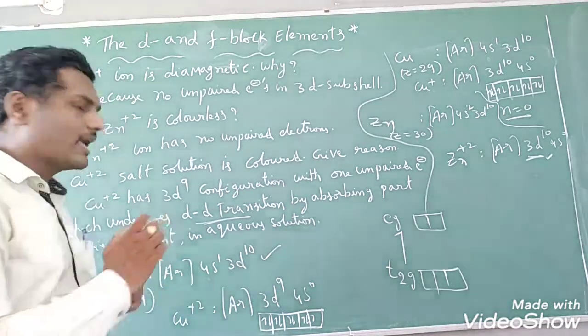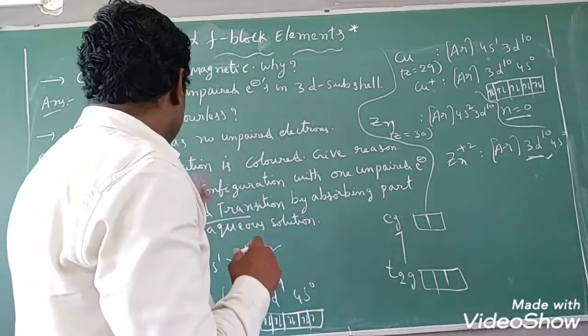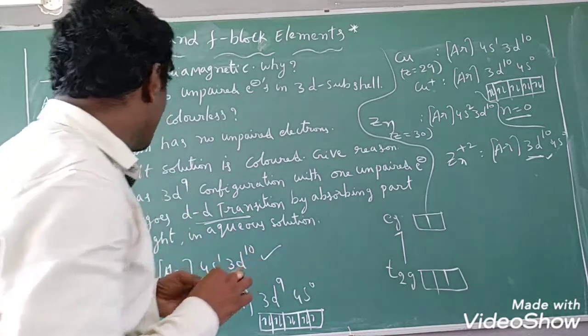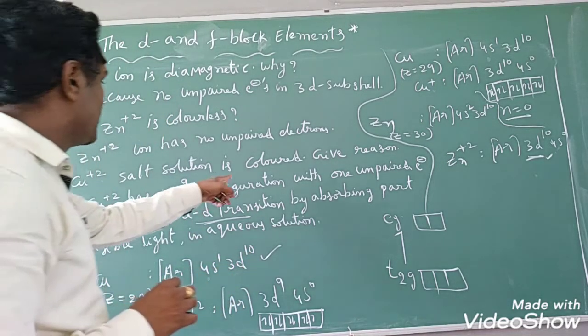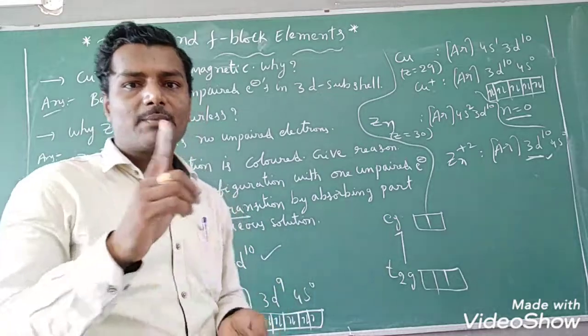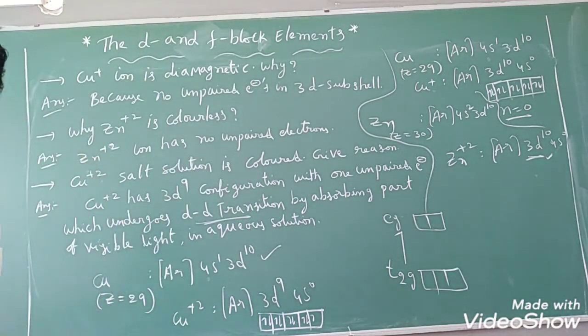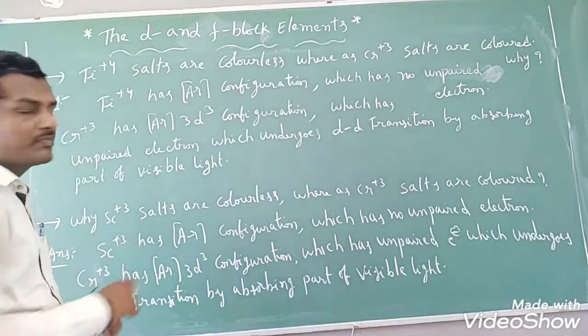So see that Cu+2 has 1 unpaired electron, which undergoes d-d transition by absorbing a part of visible light in aqueous solution. Because of that reason, it exhibits some color, right? So Cu+2 salt solution is colored because this Cu+2 ion possesses 1 unpaired electron. Okay, now students, I hope everybody understood. Copy this one.